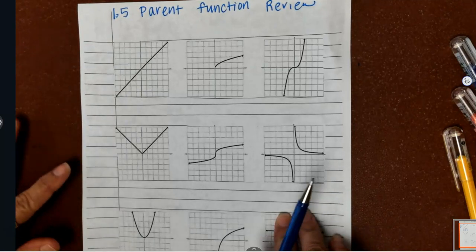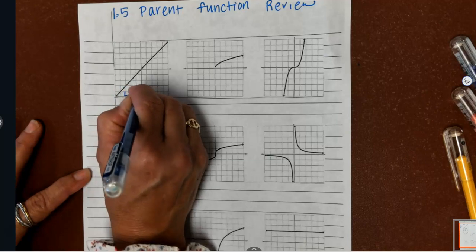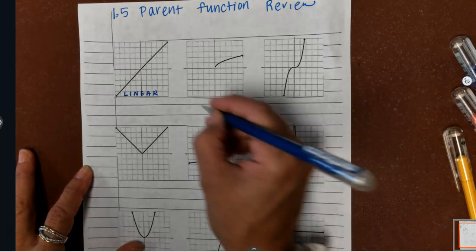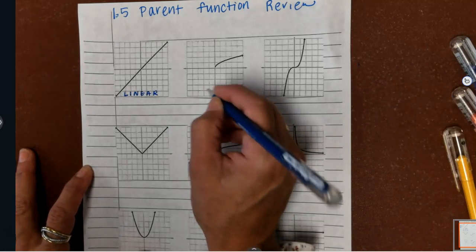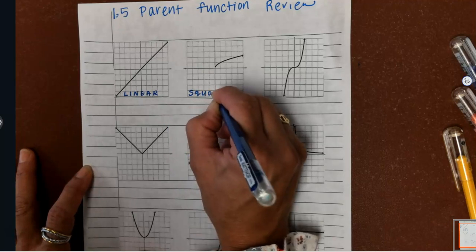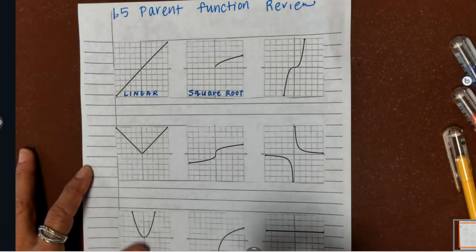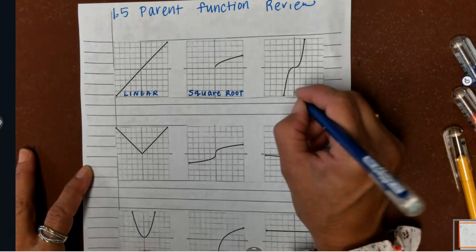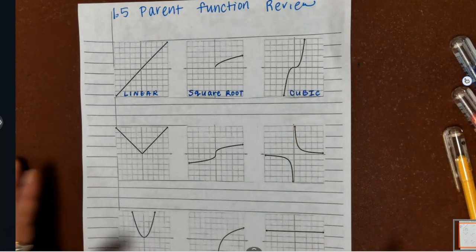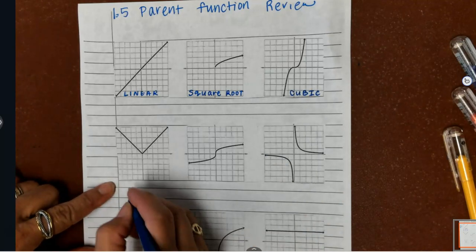Here's a general overview. I bet most of you know that the very first one is linear because it's a line. This next one is called a square root function. I'm just going to write square root. This next one is cubic. I'm just going to write it at the bottom right here. And then the V shape is always absolute value.